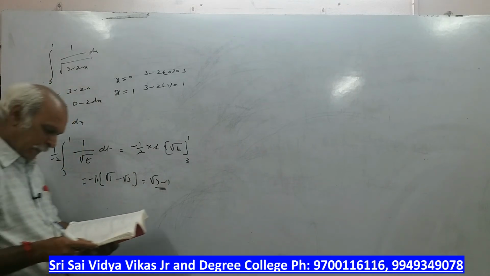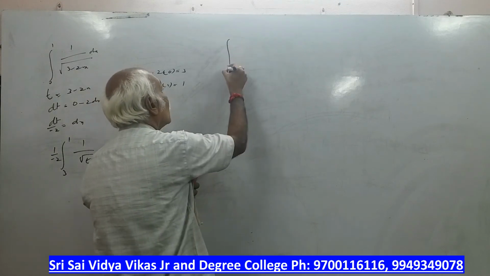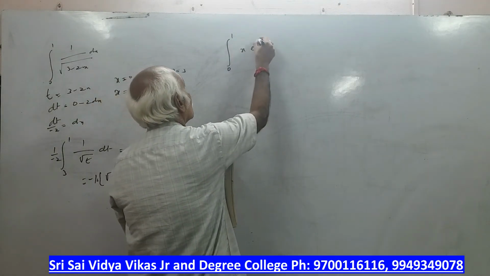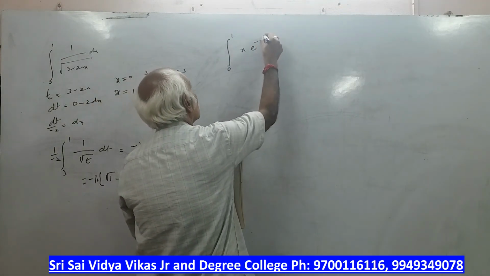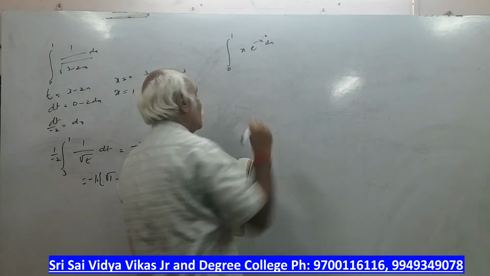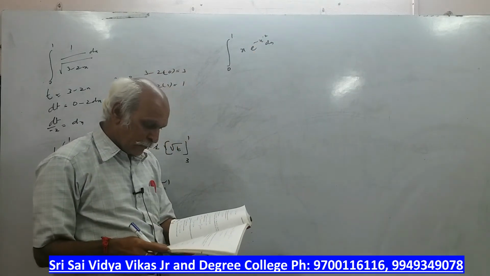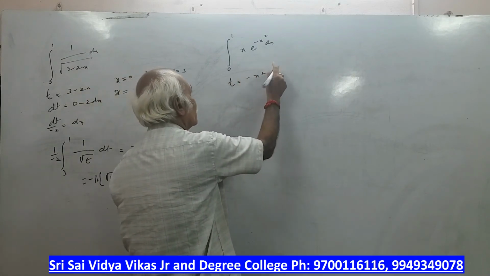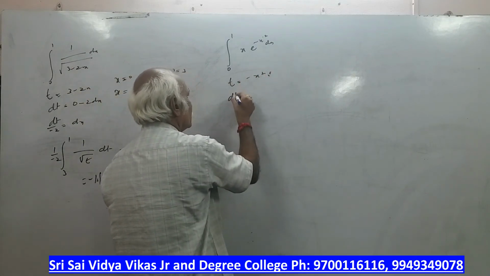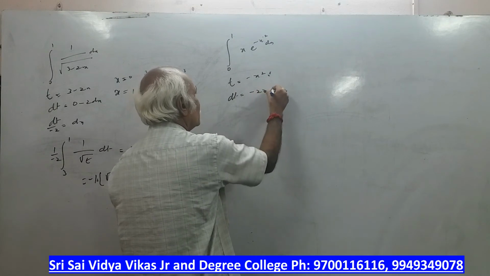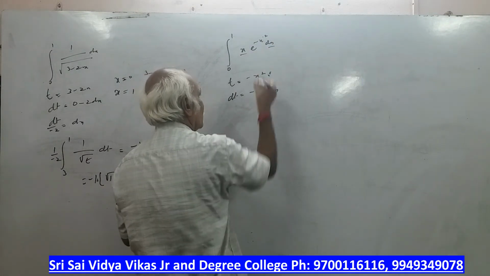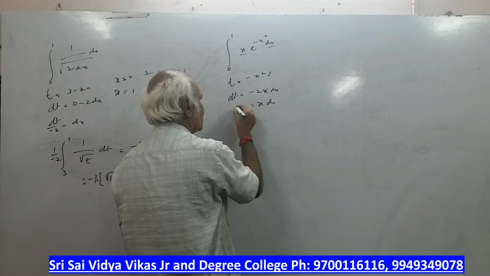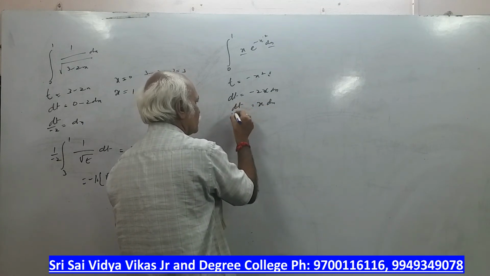Next, 0 to 1, x into e power minus x square. So let t is equal to minus x square. What is dt? Minus 2x dx. We require x dx. X dx is dt by minus 2.